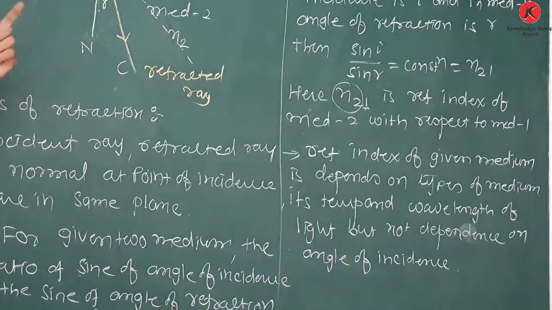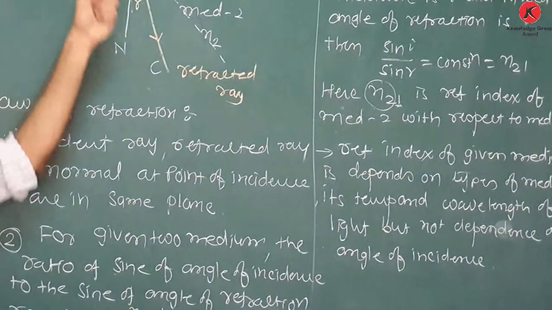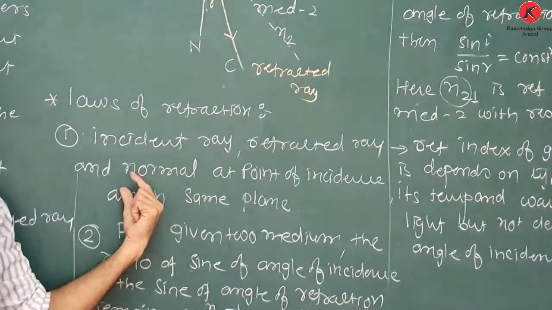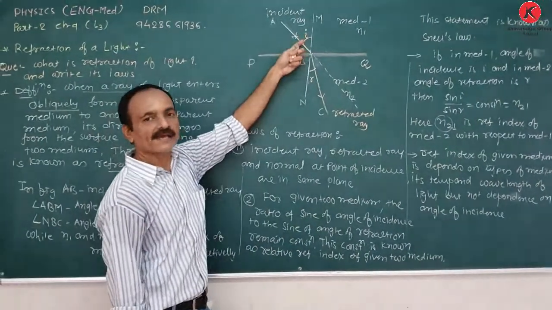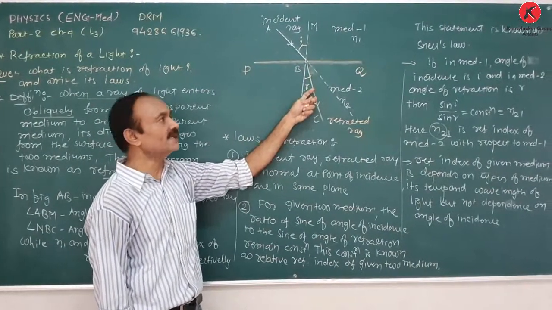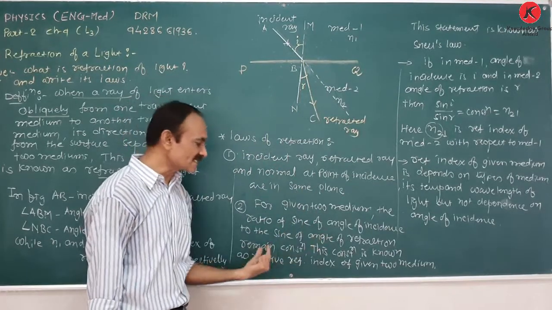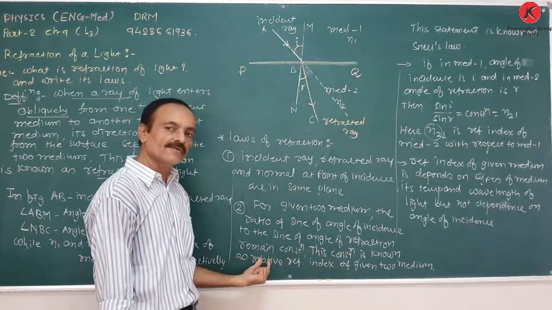So these are the two laws of refraction. One is that the incident ray, refracted ray, and normal at the point of incidence lie in one plane. And second is that the ratio of the sine of the angle of incidence to the sine of the angle of refraction for given two media remains constant. And this constant is known as the refractive index of the given two media.